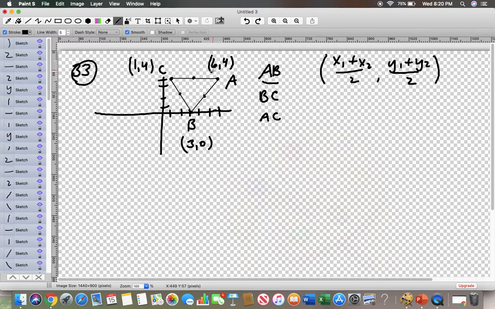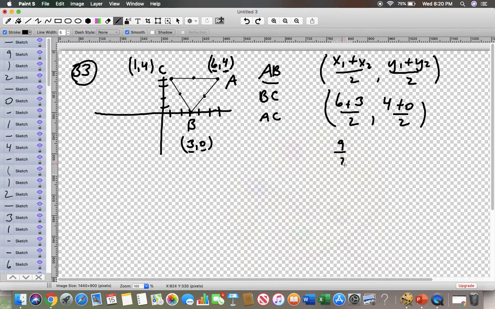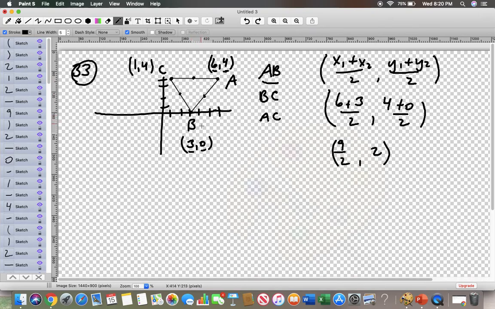So A is, let's see, my x value is 6 for A, and for B it's 3, so 6 plus 3 over 2. And then my y value is 4 there, and my y value there is 0. So 9 over 2 and 2. That's my midpoint for segment AB, 9 over 2, 2. So there's that one. Let's find one more, the midpoint between B and C.